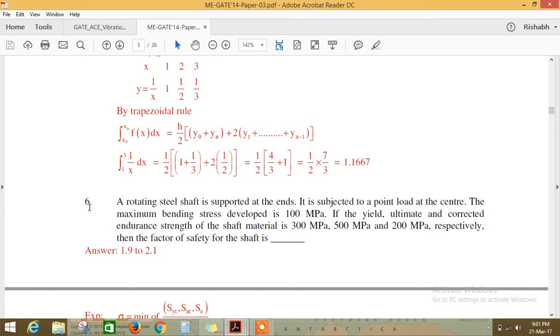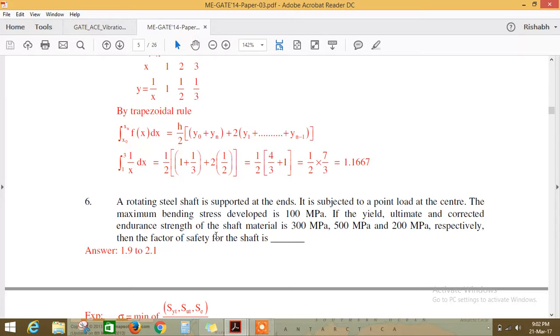Let's proceed. A rotating wheel is supported at the ends. It is subjected to a point load at the center. The maximum bending stress developed is 100 megapascal. If the yield, ultimate and the corrected endurance strength of the shaft material is 300 megapascal, 500 megapascal and 200 megapascal respectively, then the factor of safety for the shaft is?